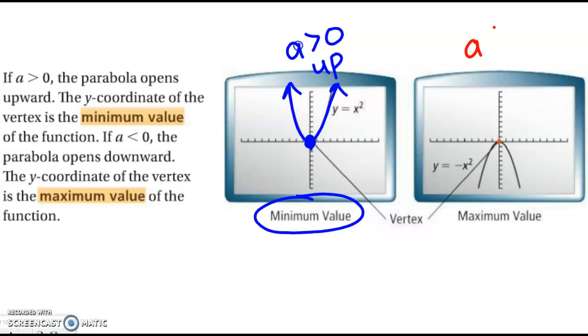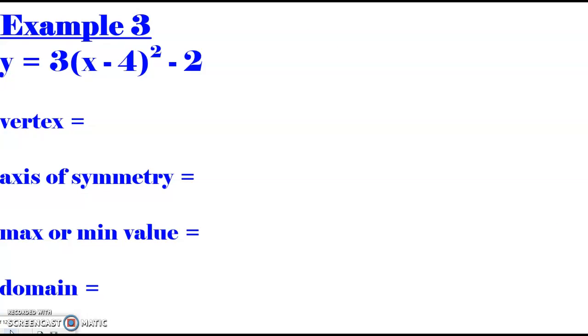Where if A is less than 0, right, your graph is going to open down. If your graph opens down, then it has a maximum value, right? It has the top of a mountain, but it's not going to have a minimum value because it's going to keep going down forever, right? So A being positive or negative tells you if it opens up or down.